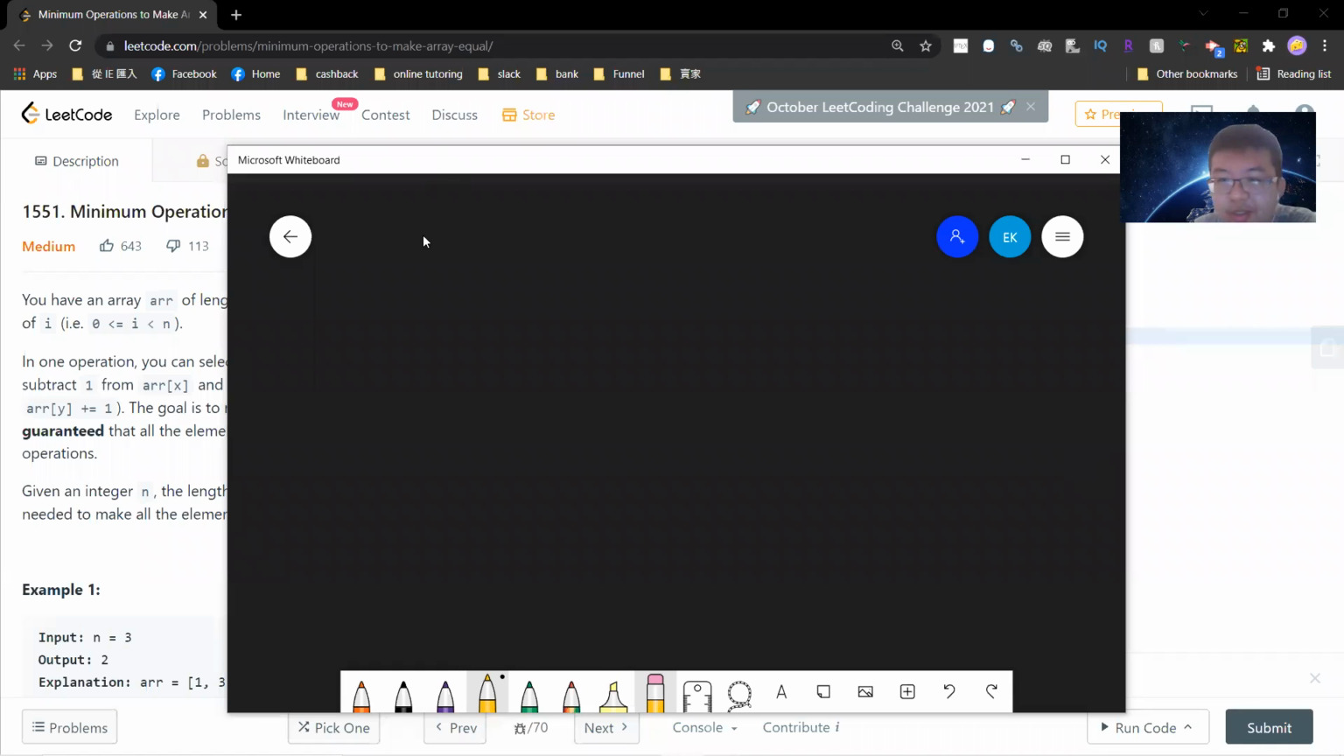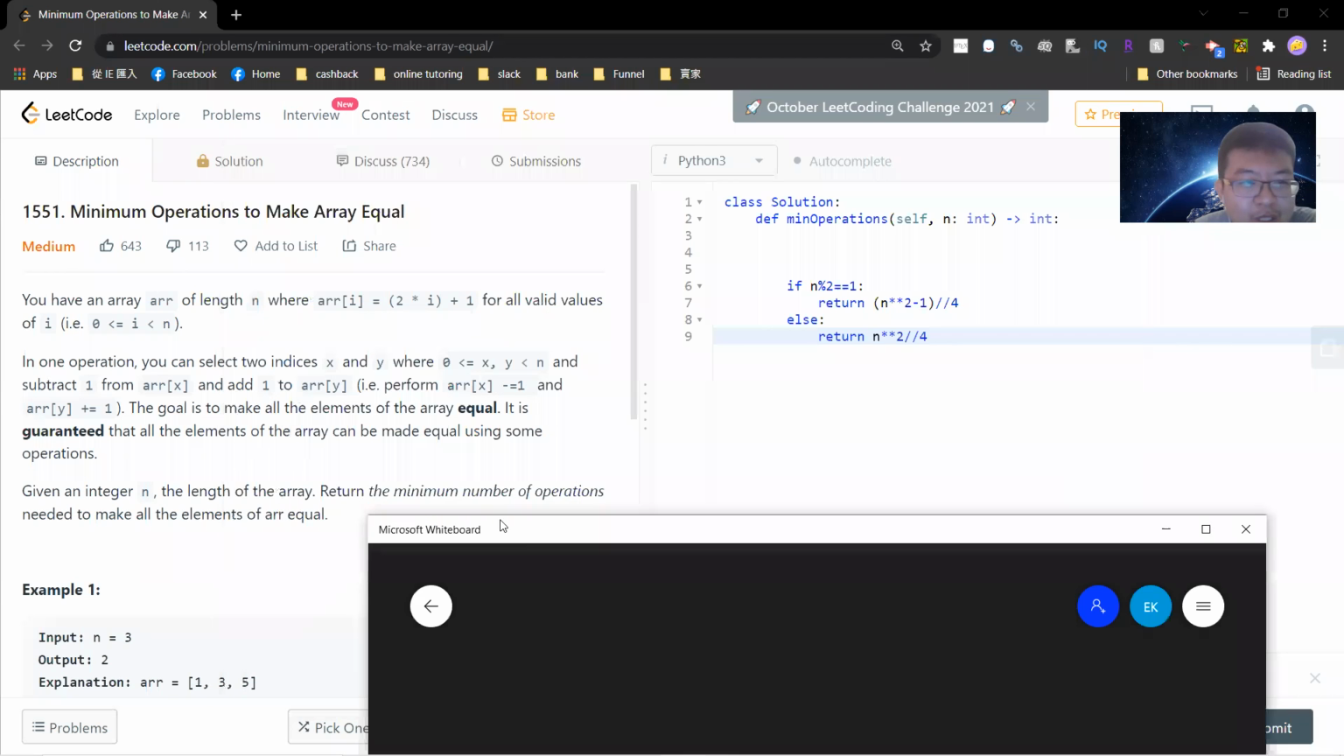Welcome, guys. Let's solve 1551, Minimum Operations to Make Array Equal. This problem is actually not coding, I guess it's just some mathematics.